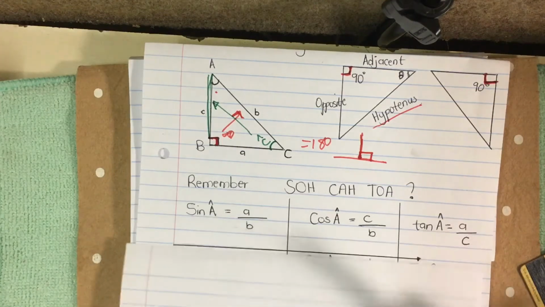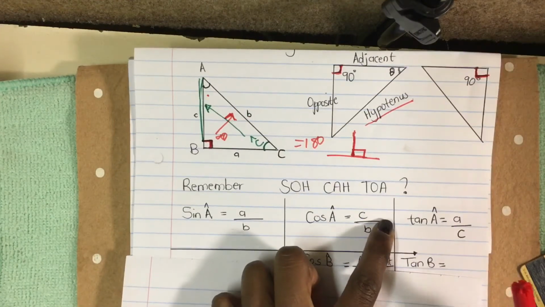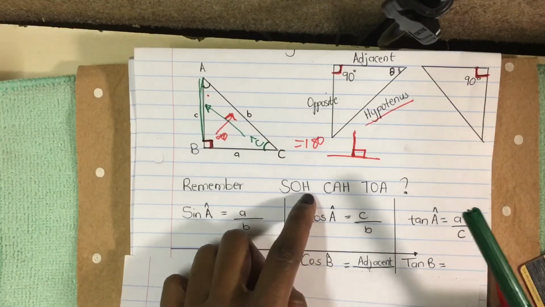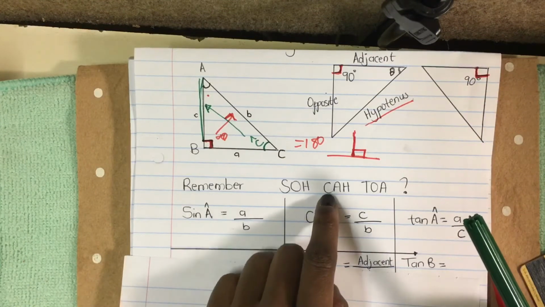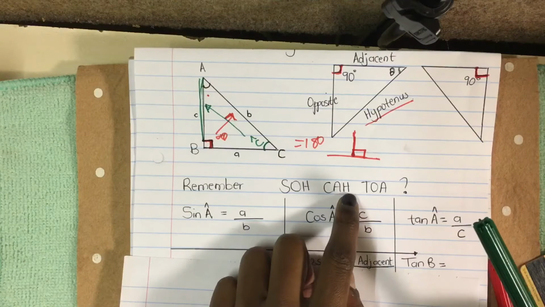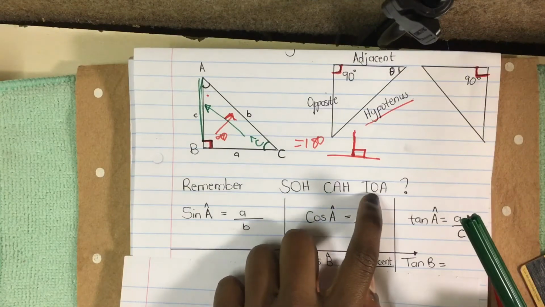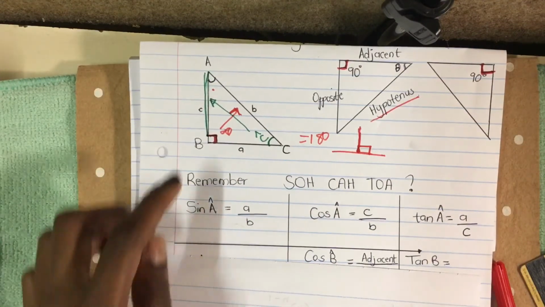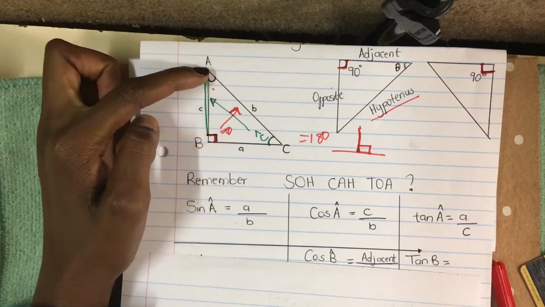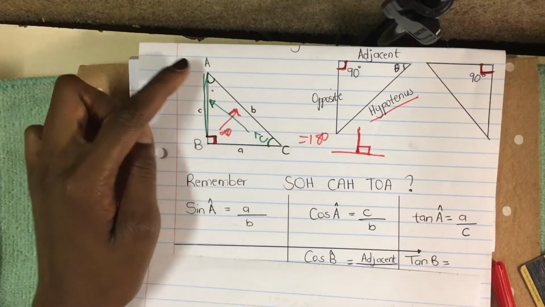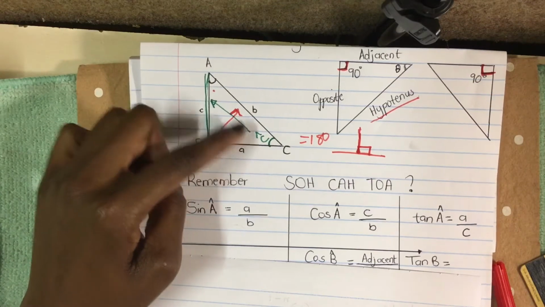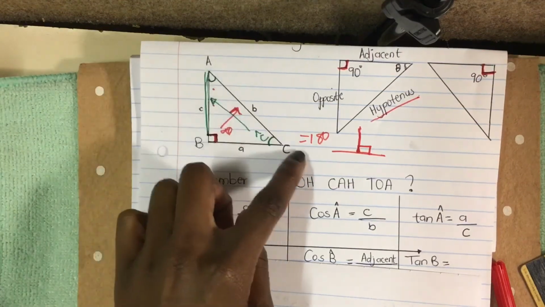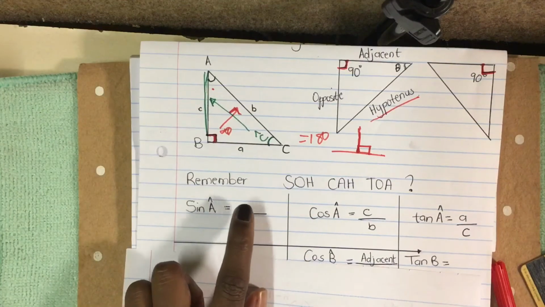Now let's go. Remember SOHCAHTOA. I'm sure you've been taught these things, but let's just recap. SOHCAHTOA means sine is equal to opposite over hypotenuse, cos is equal to adjacent over hypotenuse, and tan is equal to opposite over adjacent. Look how it's done. In this one, sine A, where is our angle A? There at the top. Sine is opposite over hypotenuse. Which one is the opposite? The opposite side of angle A is small a, all over the longest side, which is b. So sine A is equal to a over b.